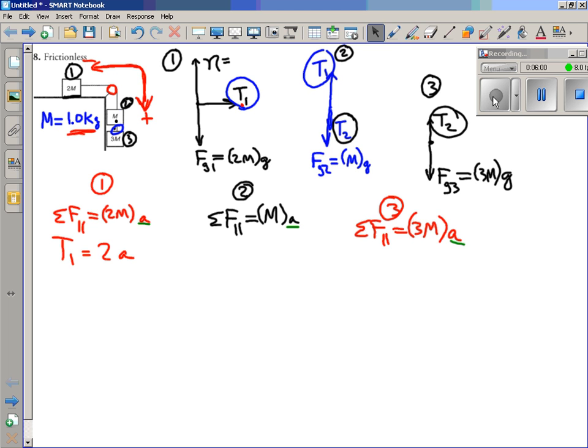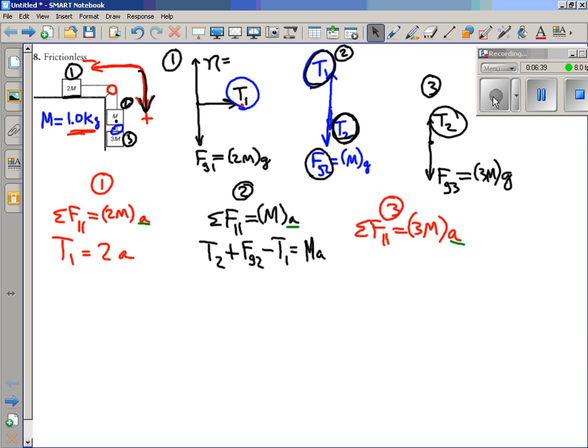For object 2, in the direction parallel to motion, we have three forces. Remember, positive is down here. In the positive direction, we have both tension 2, which we don't know, and the force of gravity 2, which is also in the positive direction, and we have tension 1 in the negative direction, equals mass times acceleration in the direction of motion.